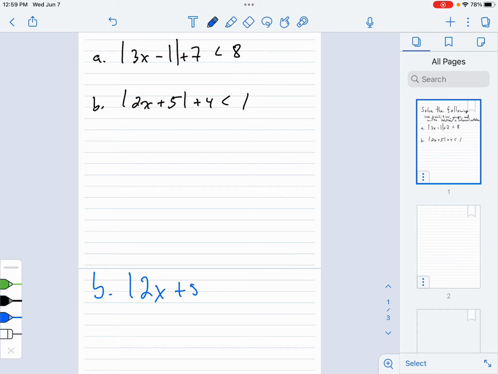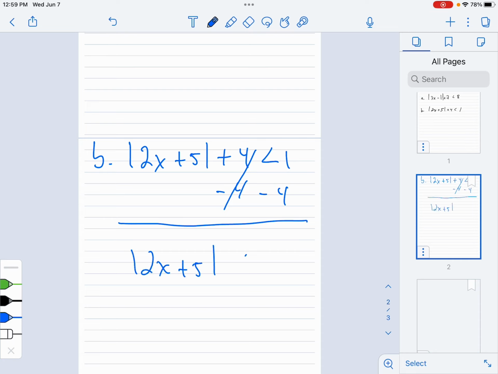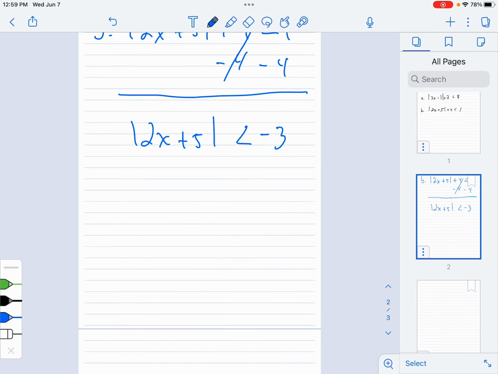Our first step here would be to isolate the absolute value. So that plus 4, I'm going to subtract 4 on both sides of the inequality. 4 minus 4 is 0, and then 1 minus 4 is negative 3. This is where you have to be careful with inequalities, because I have an absolute value less than a negative 3 in this case. There's no solution here. Now why is that?